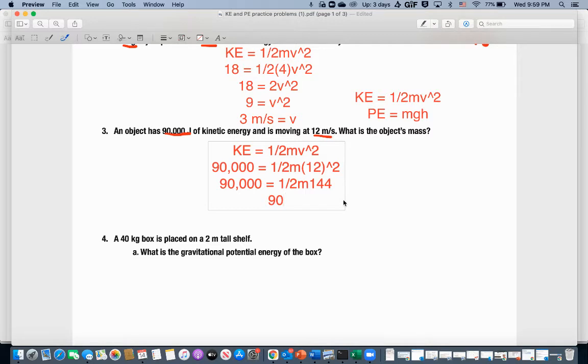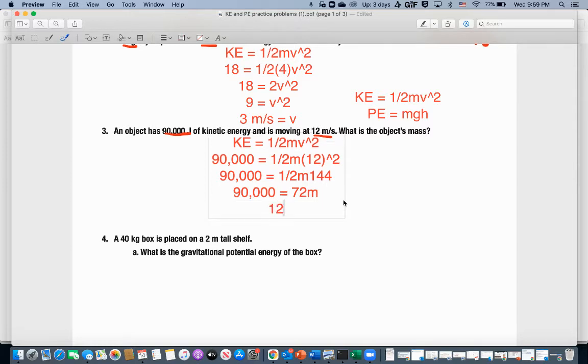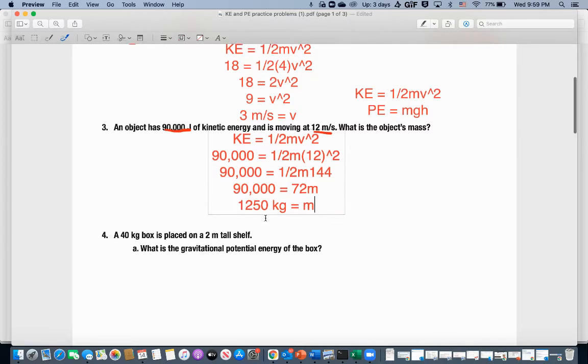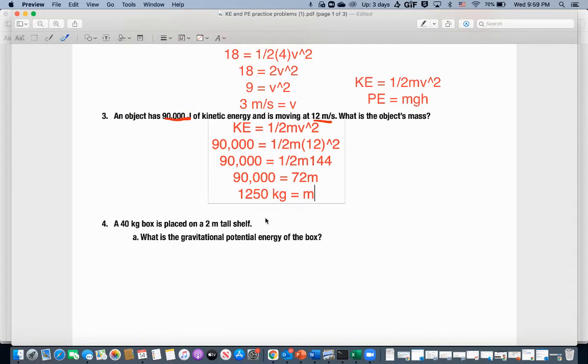So I got 90,000 here is then equal to 72 times m. That's the mass I want to go. And I'm going to go ahead and divide both sides by 72 to get mass on its own. If I remember correctly here, I believe this is 1,250 kilograms is what that equals. Go ahead and check my math. You can just take 90,000 divided by 72. We did this earlier today in class, so I believe, going off the top of my head, it's 1,250 kilograms.